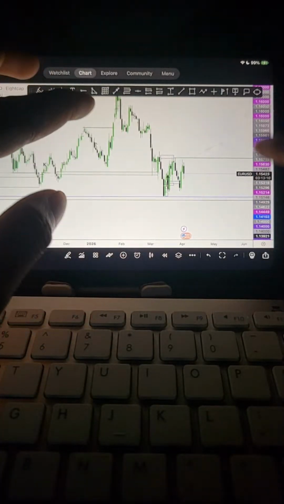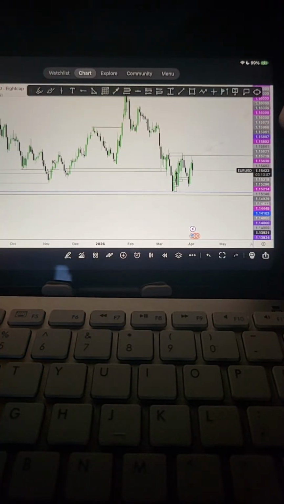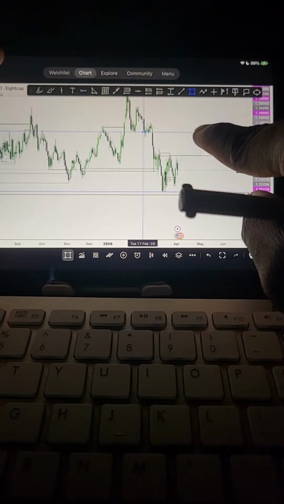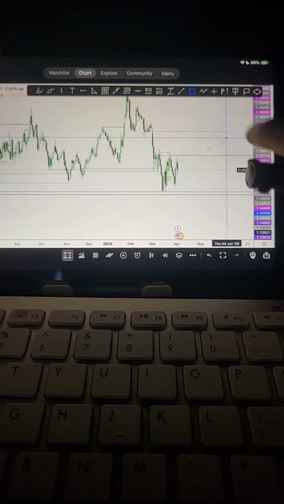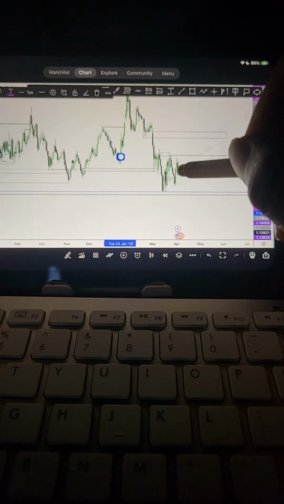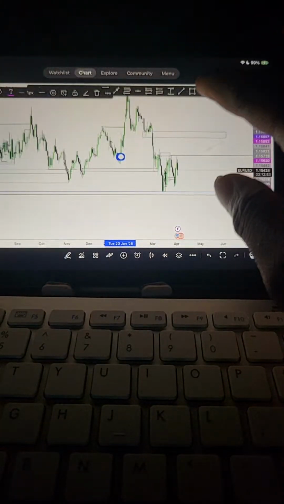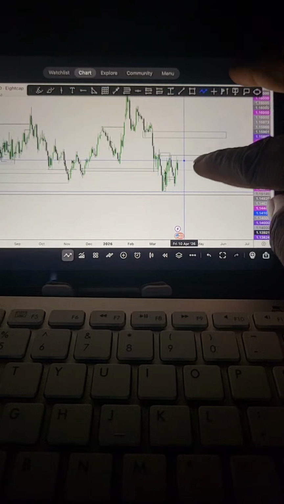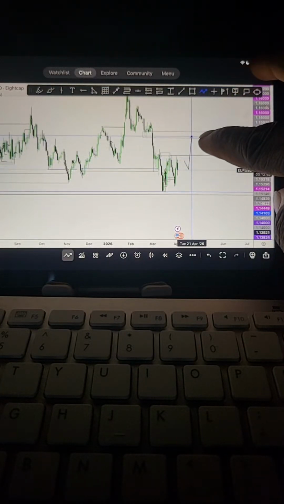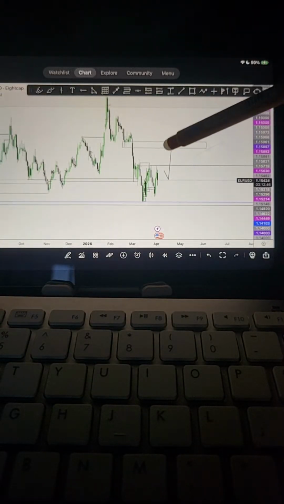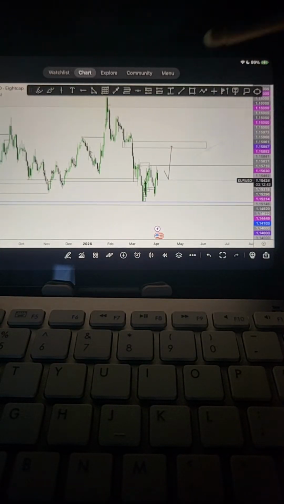And so the next zone that I'm expecting price to push up to is around here. This is where price is currently, so I'm expecting price to push up all the way up to this zone.